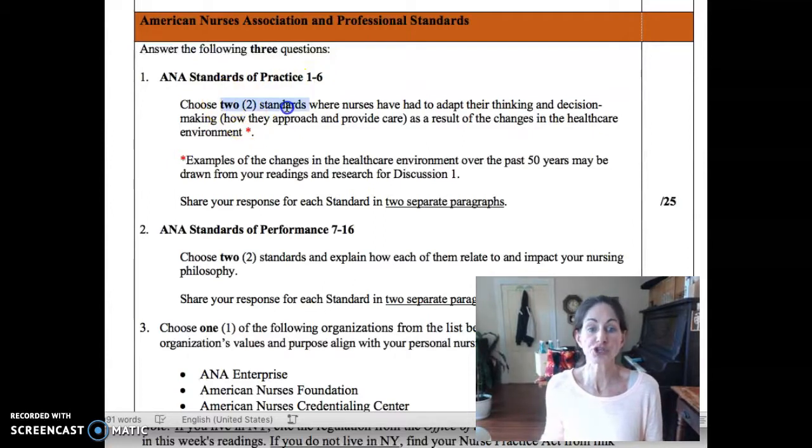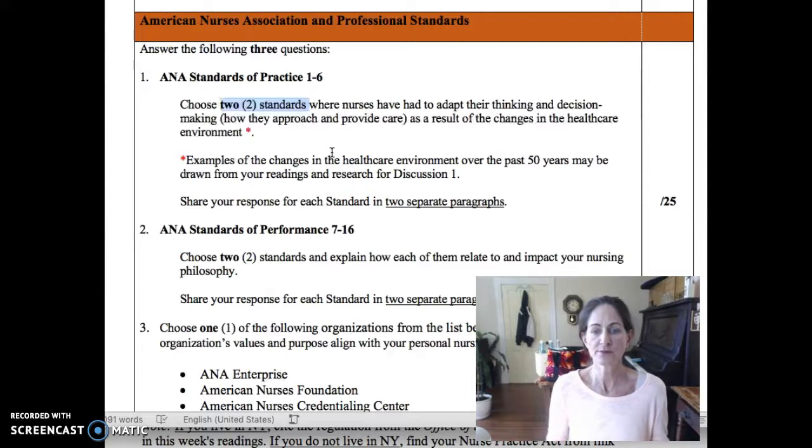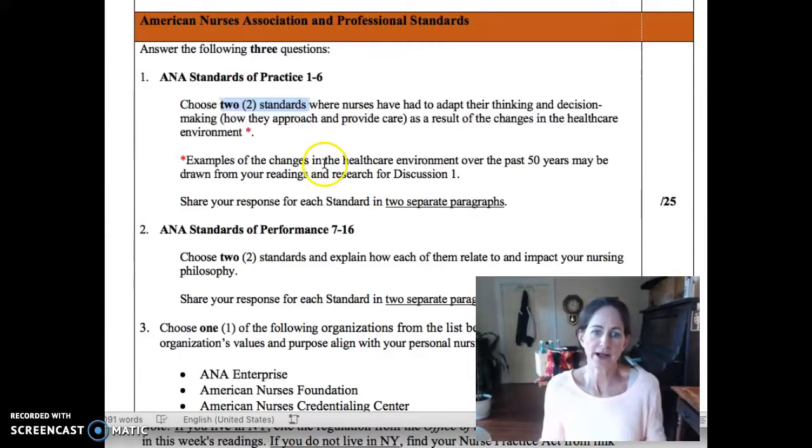This first question is about the ANA standards of practice, 1 through 6. So you're going to choose 2 of the standards, any 2 that you want, and discuss what has changed over the last period of time, 50 years. So for example, how do you teach differently now compared to how you taught back in the 1950s or 60s? So choose 2 of the standards that you can talk about as changing.